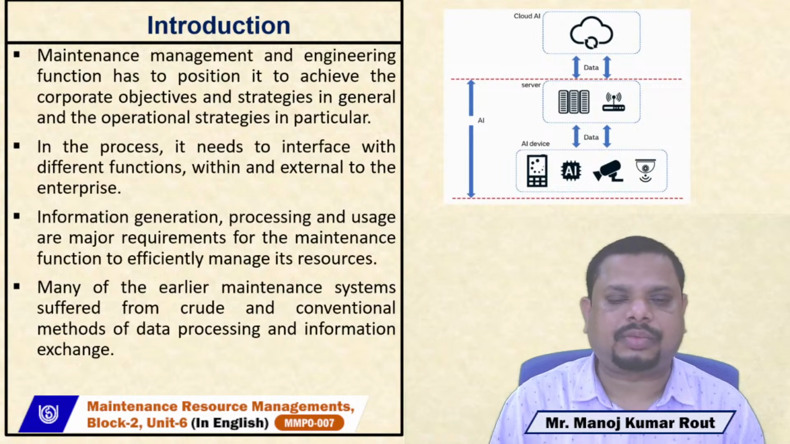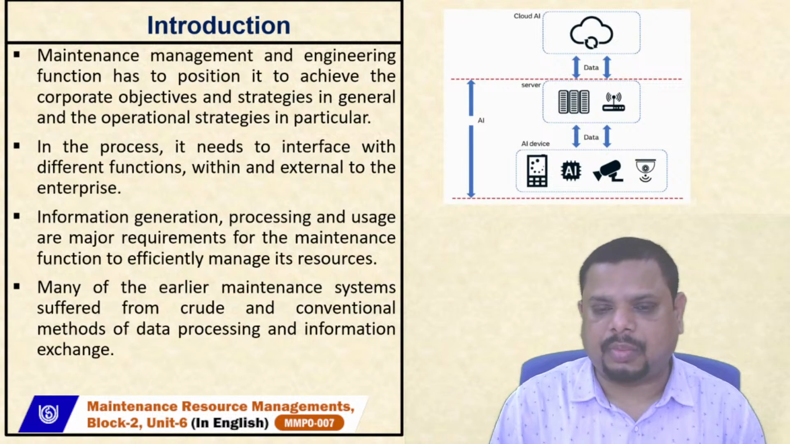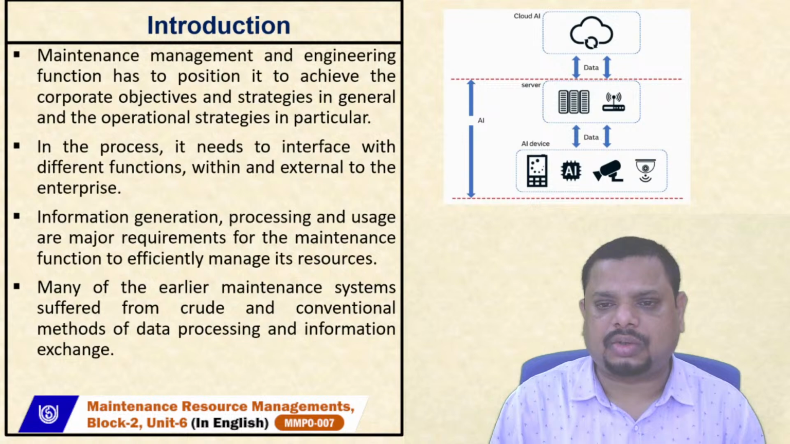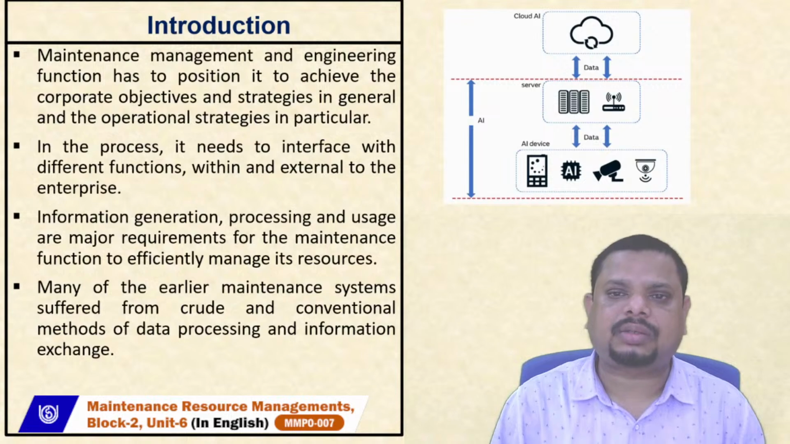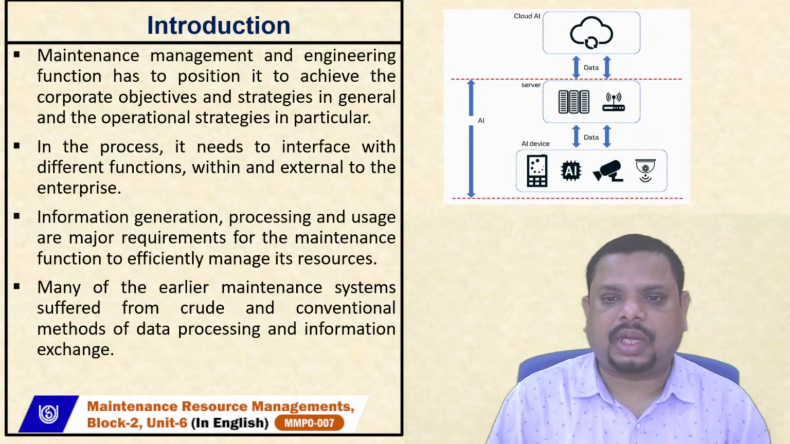In this case, the maintenance process needs to interface with different functions within the organization as well as the external part of the organization. So let's take a small example of how an information system, through the implementation of artificial intelligence, will help preserve a large amount of data, especially with reference to maintenance management. If you observe, AI is implemented at three levels. The first is that a large amount of data should be preserved in the cloud. The next layer is the technology servers, and the last is devices.